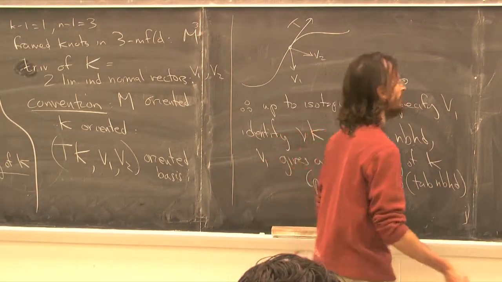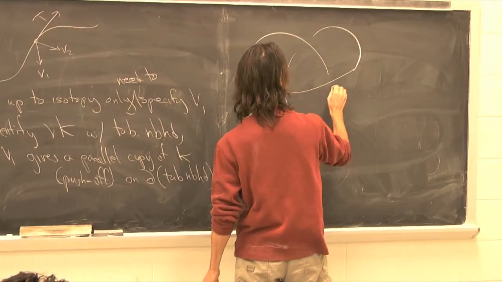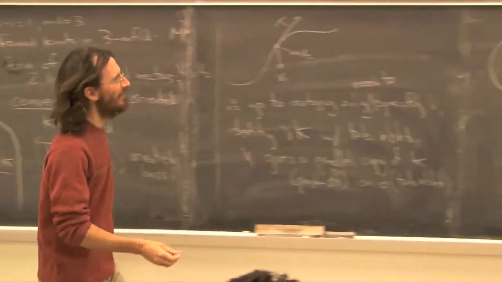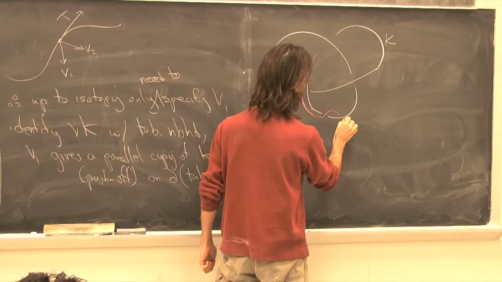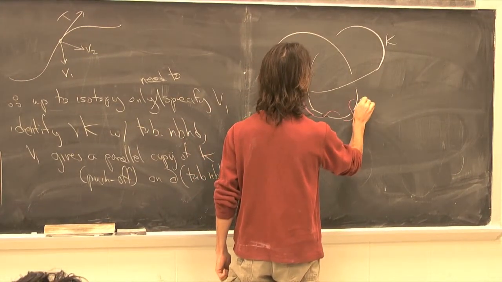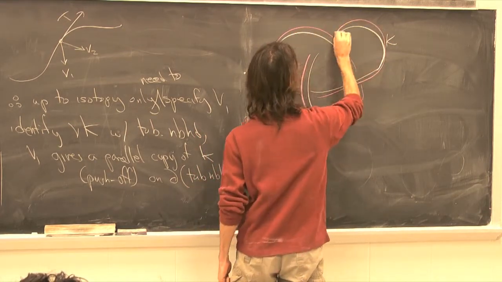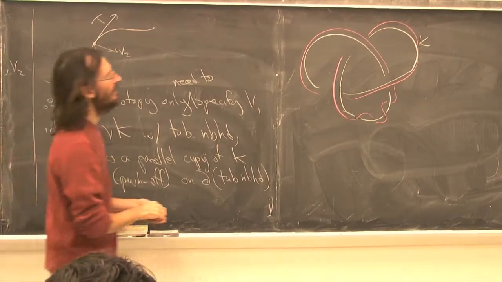And so one way to specify a framing would be to draw your knot, that would be K, and then to specify the framing by drawing a parallel copy that twists around some number of times. That might be an example of a framed knot. So this will be the push-off.